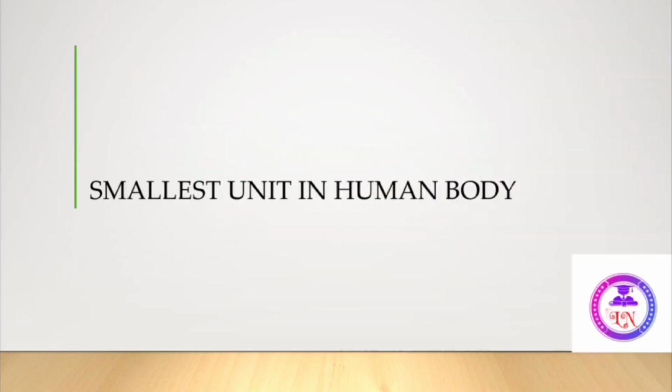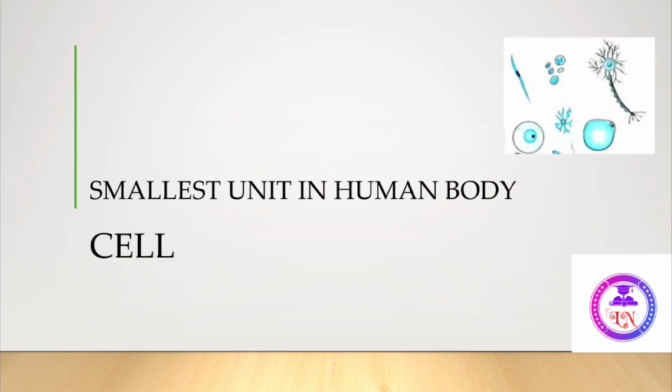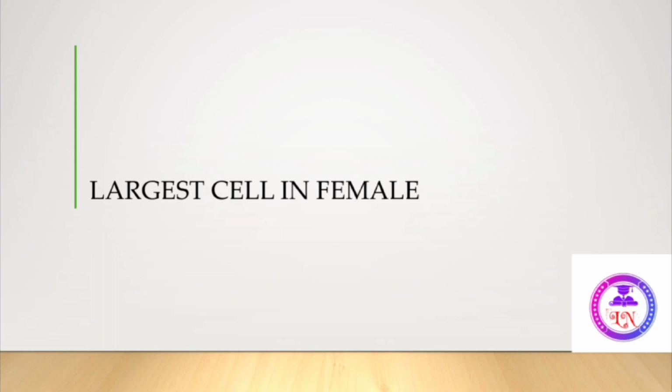Let us start. Smallest unit in human body. What is that? The cell is the smallest unit in the human body. Now cell में क्या होता है? ये बहुत सारे टाइप के सेल हैं, but the basic unit is the cell. So all these are cells and the basic unit of any structure, any tissue, any organ is the cell.